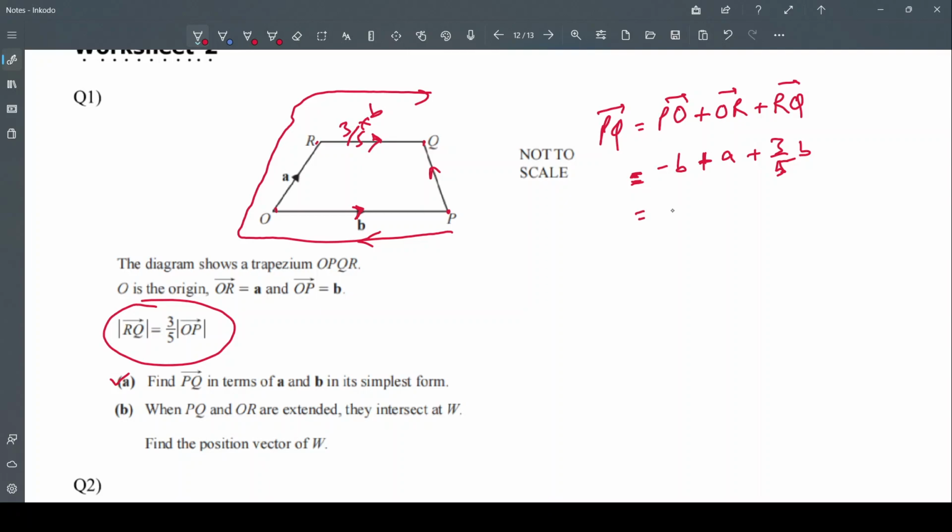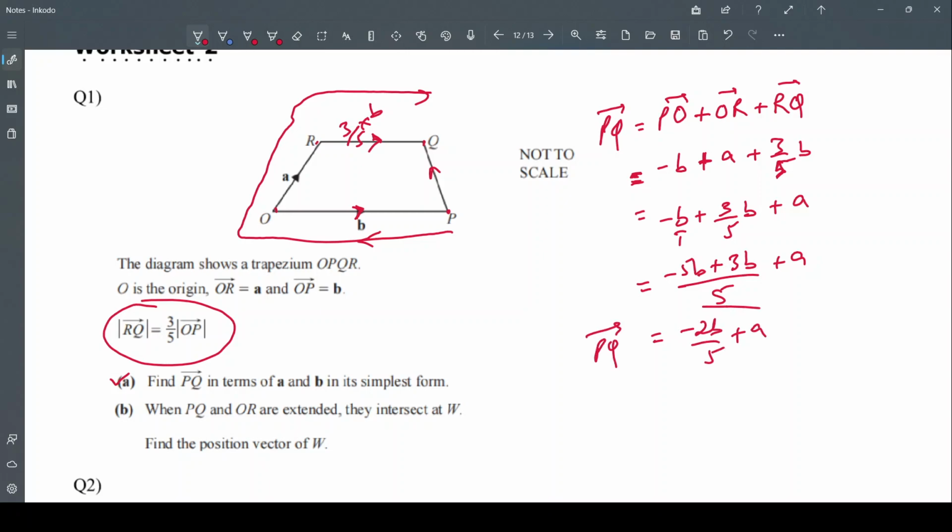To simplify it more, we have to put the like terms together first. So minus B plus 3 by 5 B need to be kept together, plus A. If I do the LCM of these two, it should be minus 5B plus 3B, which is minus 2B divided by 5, plus A. So the PQ vector is this.